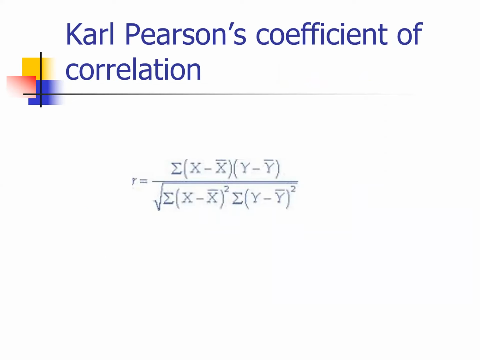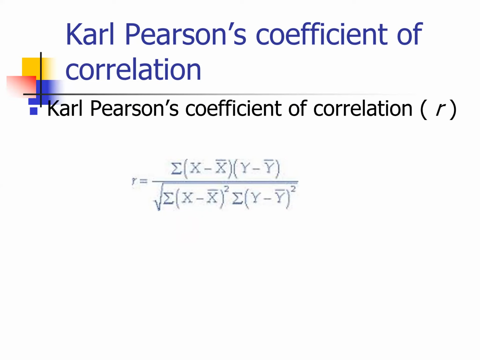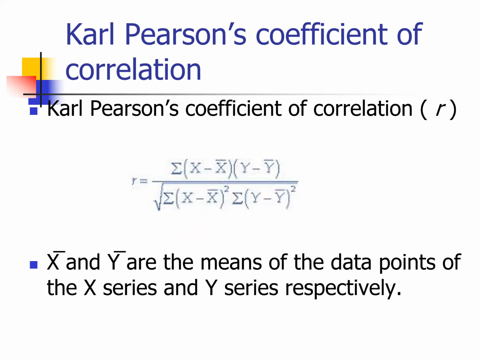Another method of calculating the value of R is the Karl Pearson coefficient of correlation. The formula is summation of (x minus x bar) into (y minus y bar) divided by root of summation of (x minus x bar) square and summation of (y minus y bar) square. By this method, we can calculate the value of R, that is the coefficient of correlation. Here, x bar and y bar are the means of the data points for series x and y respectively.